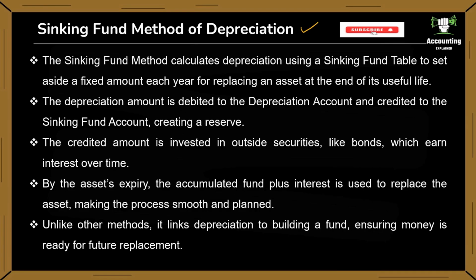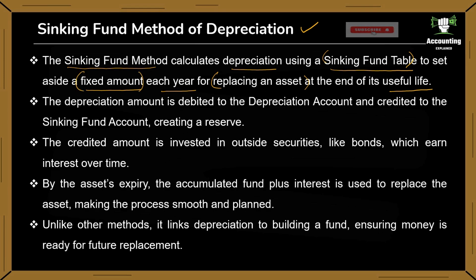Sinking fund method of depreciation. The sinking fund method calculates depreciation using a sinking fund table to set aside a fixed amount each year for replacing an asset at the end of its useful life. Under the sinking fund method, we use a sinking fund table for setting aside a fixed amount each year, and that fixed amount is going to be used for replacing an asset. Let it be machinery. At the end of its useful life, that machinery will be sold, or sold as scrap, and we are going to replace it with a new machinery. So that fixed amount is used for that.